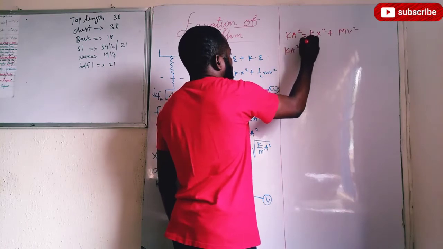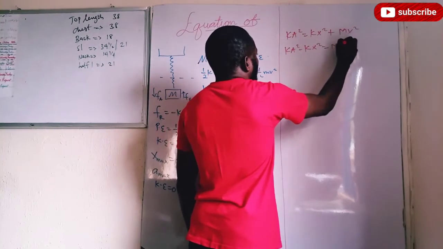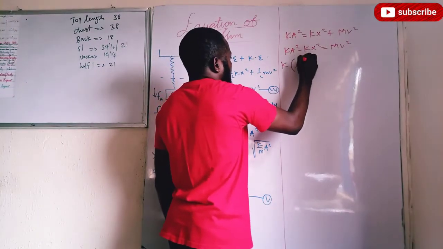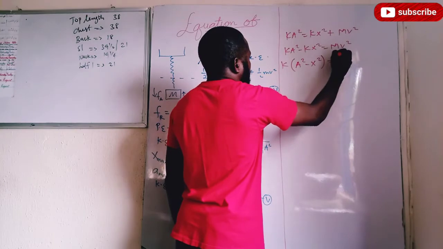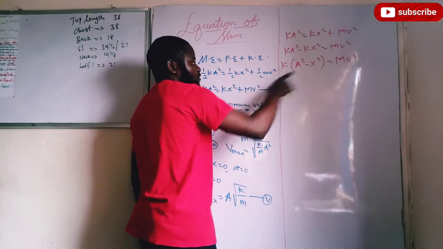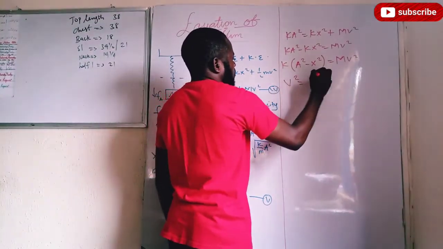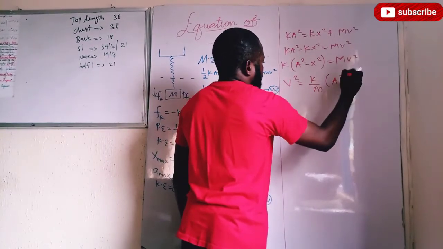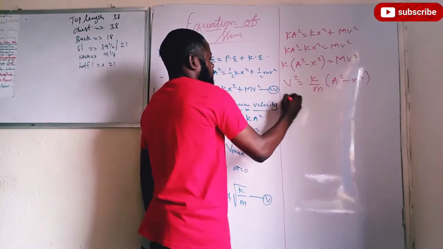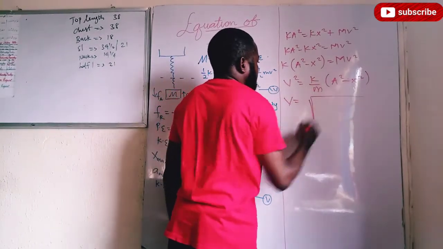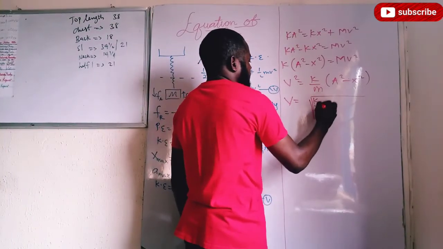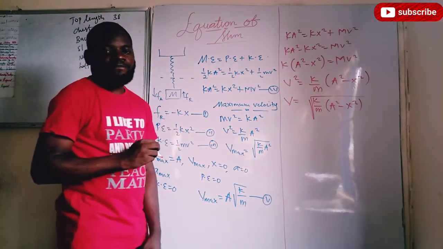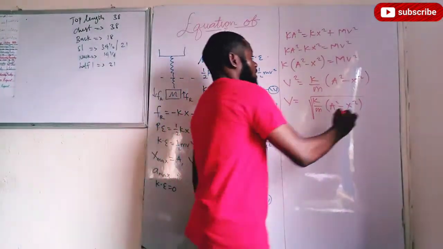I have Ka² minus Kx² equal mv². So k is common here. If you factorize it out, you therefore have a² minus x² equal mv². So divide both sides by m. We have v² equal k divided by m into a² minus x², like this. So velocity at any instance is k divided by m into a² minus x². Now this is going to be our sixth equation.